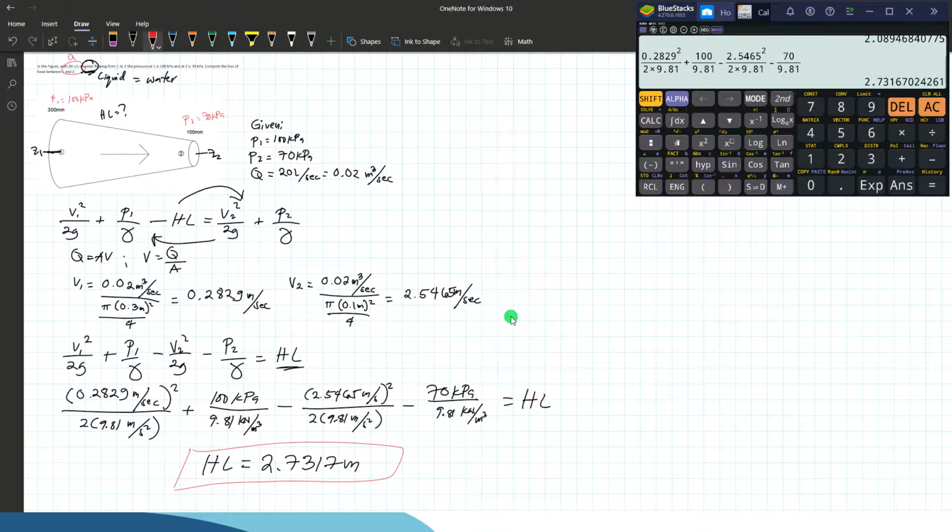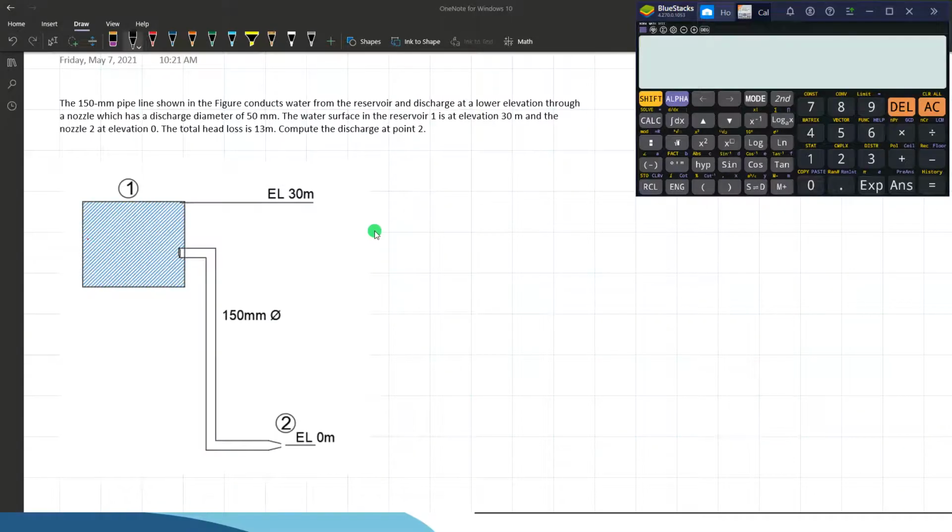Next example, we have a 150 mm pipeline shown in the figure that conducts water from the reservoir and discharges at a lower elevation through a nozzle. So here's the reservoir. The water surface on the reservoir is at point 1 and the nozzle is at point 2. The diameter of the nozzle is 50 mm. The water surface in the reservoir is at elevation 30 meters, while the nozzle is at elevation 0. The total head loss is 13 meters. Compute the discharge at point 2.